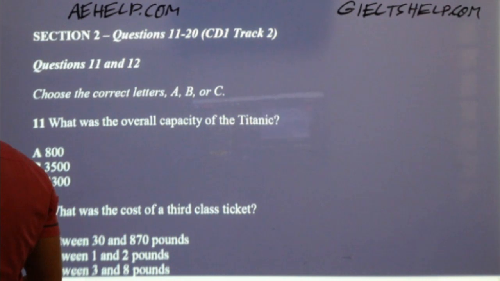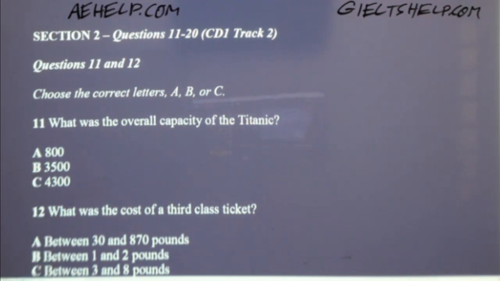Battery 60%. To section two. Take some time to look at questions 11 to 16.